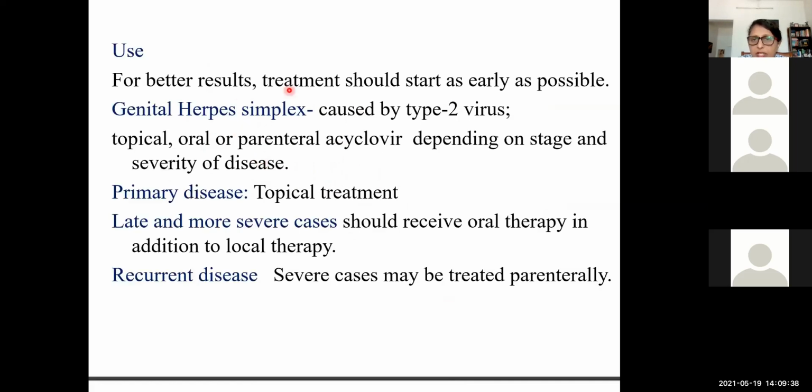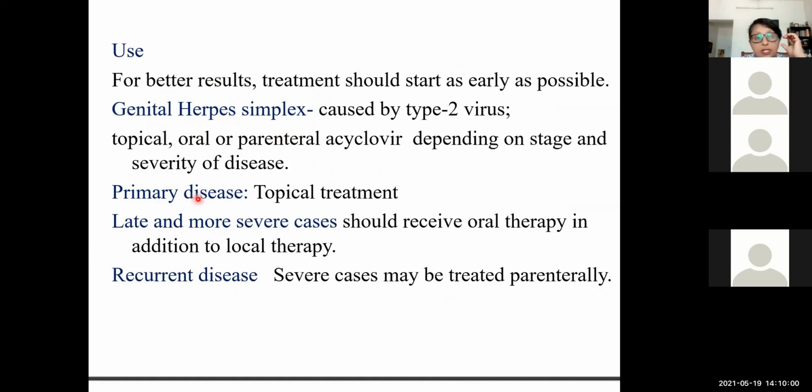Then we will see what the uses are. Acyclovir, you would have heard of this in many conditions. It is used in genital herpes simplex, in the genital area, and there we can apply topical or parenteral acyclovir. It can be primary, late, or recurrent disease, that is genital herpes simplex.